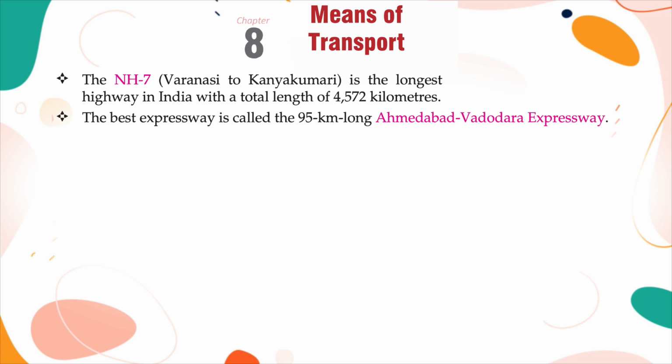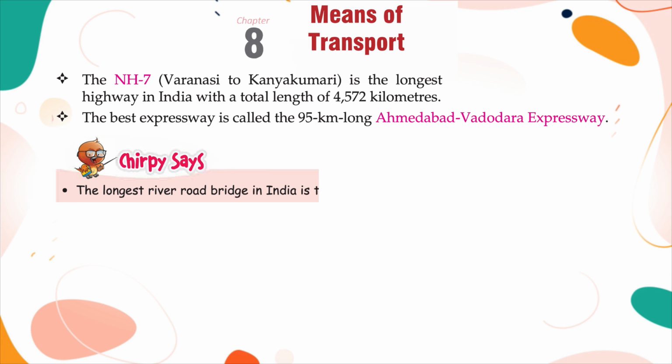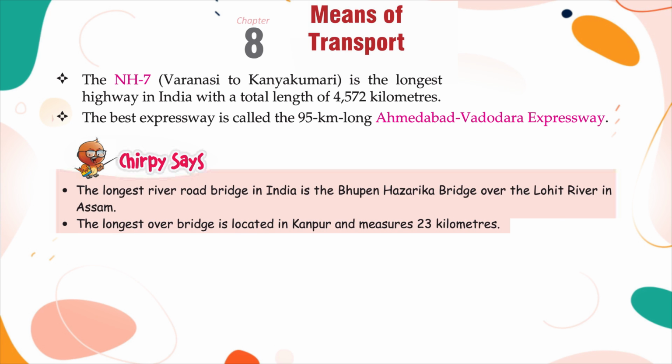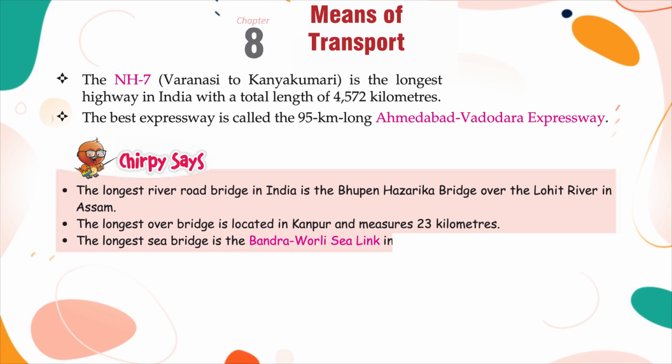The longest river road bridge in India is the Bhupen Hazarika Bridge over the Lohit River in Assam. The longest over bridge is located in Kanpur and measures 23 kilometers. The longest sea bridge is the Bandra-Worli Sea Link in Mumbai.